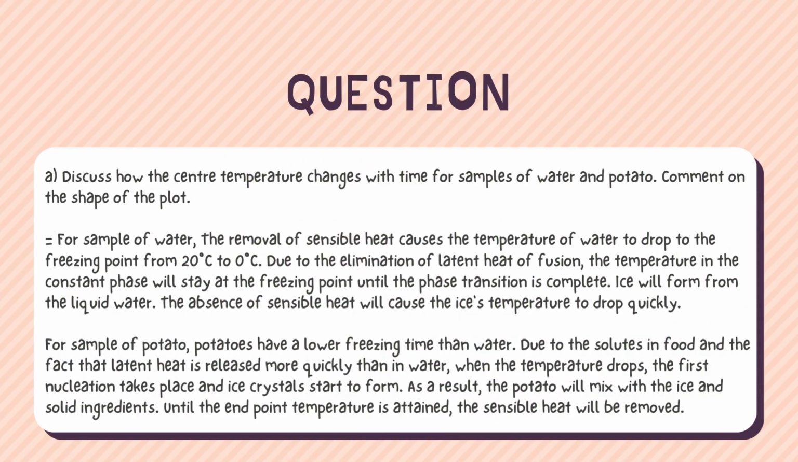Question A. Discuss how the center temperature changed with time for samples of water and potato. Comment on the shape of the plot. For a sample of water, the removal of sensible heat caused the temperature of water to drop to the freezing point from 20 degrees Celsius to 0 degrees Celsius. Due to the elimination of latent heat of fusion, the temperature in the constant phase will stay at the freezing point until the phase transition is complete. Ice will form from the liquid water. The absence of the sensible heat will cause the ice temperature to drop quickly.